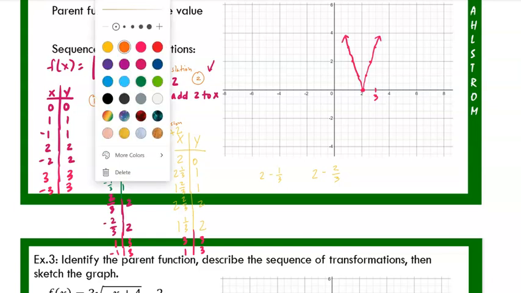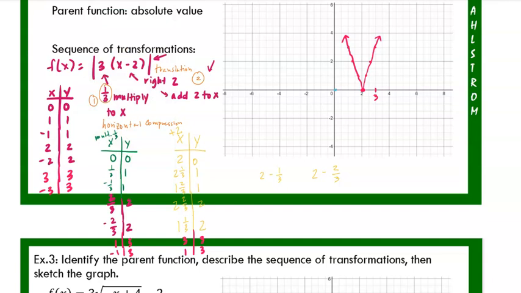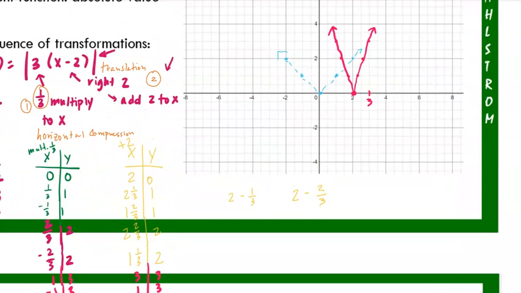Now if you look at the parent function, 0, 1 and 1, and 2 and 2, 2 and 2, and -2 and 2. That right there is the parent function. So you can clearly see that the points now move right, and it definitely looks like we vertically stretched that. Or we can say we horizontally compressed it in.